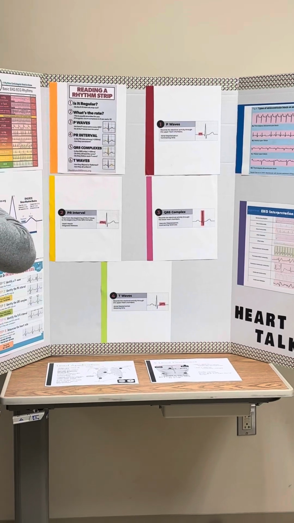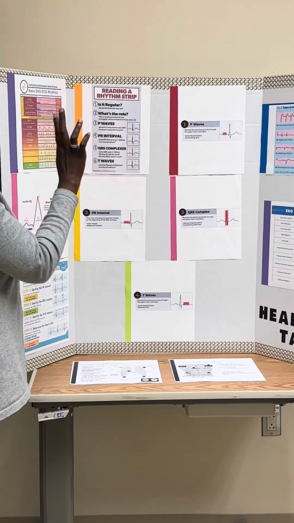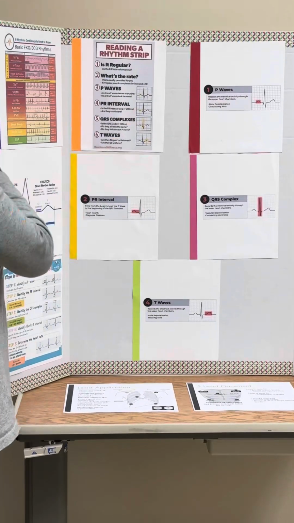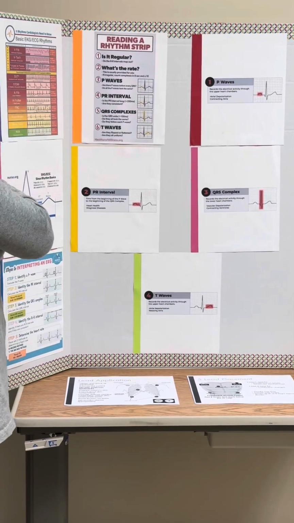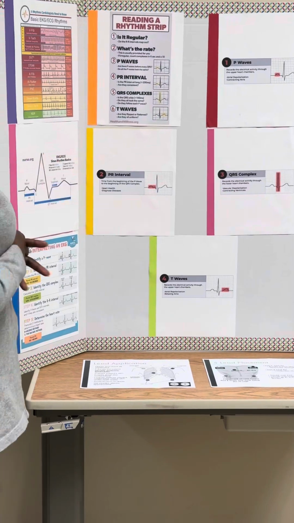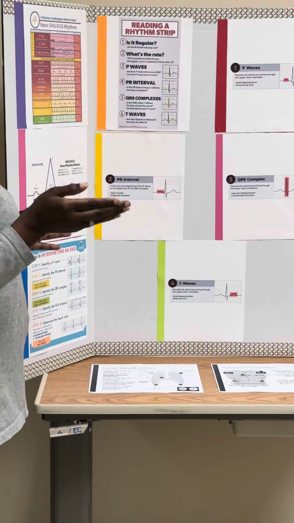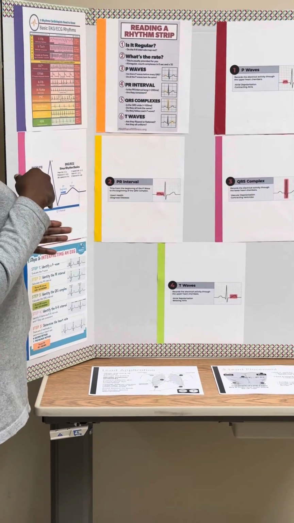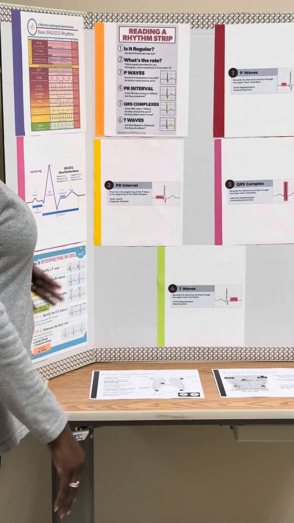When we're reading our rhythm strips, we want to know, is it regular? We're looking at those RR intervals. Is the P wave present? We want to calculate that rate. We usually use the 6-second method and multiply it by 10. Our regular rate is going to be 60 to 100. Anything below that 60 is going to be bradycardic, anything above that 100 is going to be tachycardic.